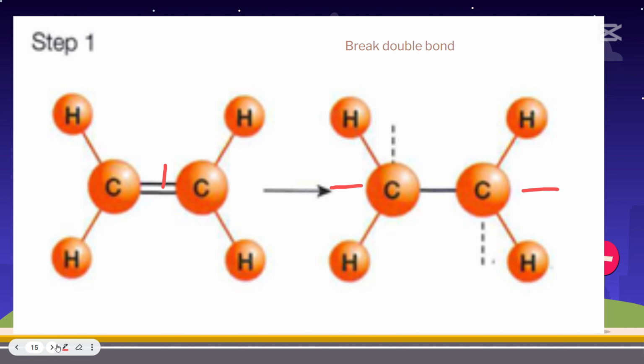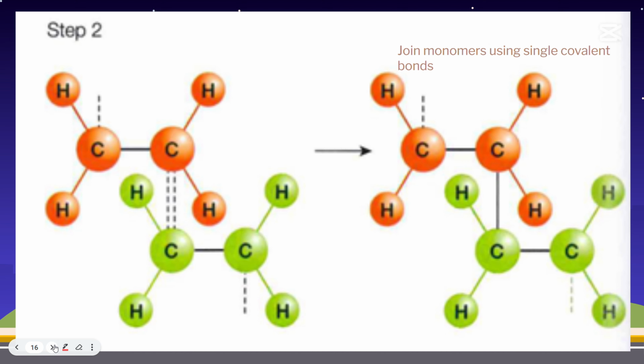monomers along the side. Now for step two, you're going to join the monomers using single covalent bonds. I don't like what they're doing here, but I'm going to do my own little structure.